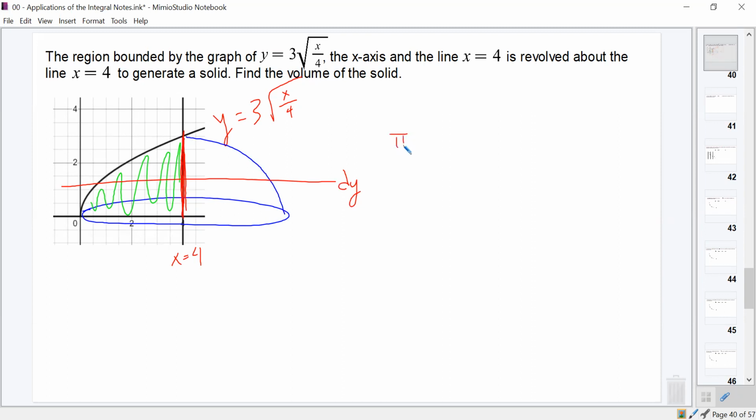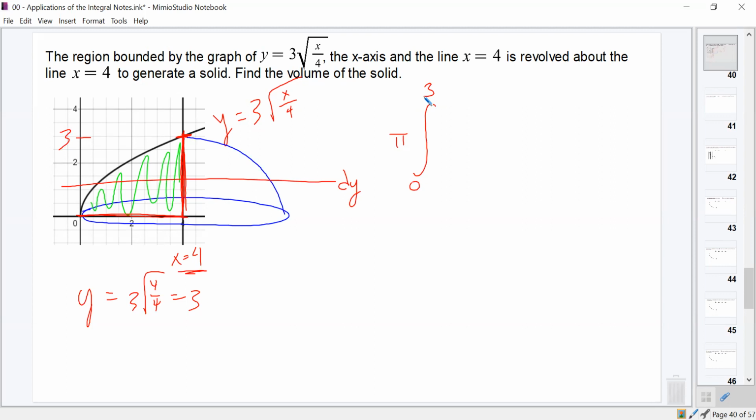So we're going to do pi times an integral from the lowest y value in this region, which is 0, to the highest y value in this region, which we can see from the graph is 3. But if it wasn't completely evident, we could just plug x equals 4 into our equation. 3 times the square root of 4 over 4 is just 3. So we're going to integrate from 0 to 3, the radius squared.